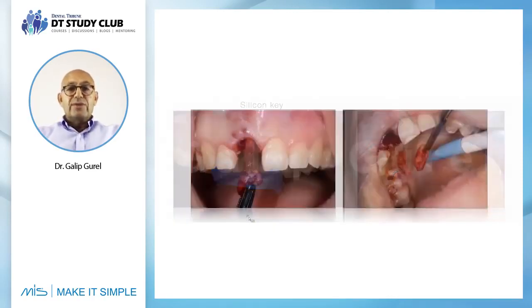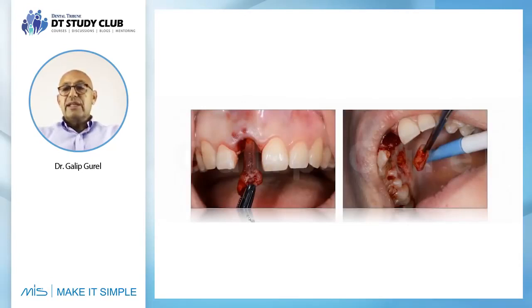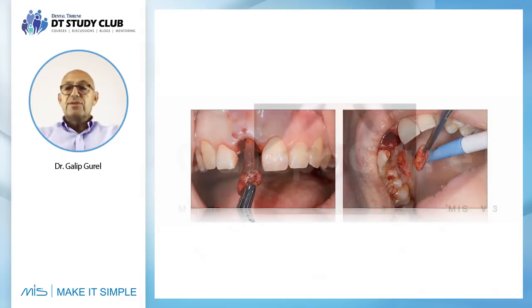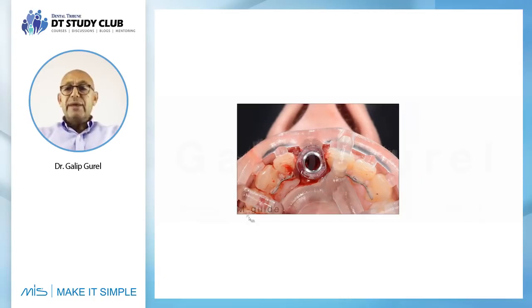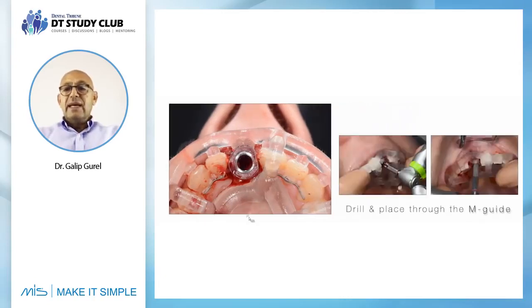So now what we're doing is extracting the tooth, and you see the problem areas here. We're taking a connective tissue graft from the palate. Using the guide, we will be placing our implant. And again, always drill and place the implant through the guide. Sometimes in my videos, you'll see that we go through the guide, drill the bone through the guide, and freehand place the implant, which is wrong.